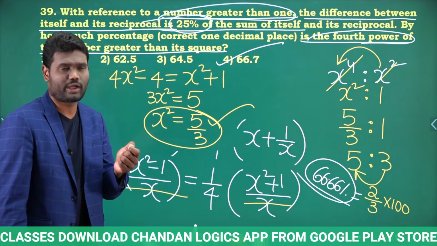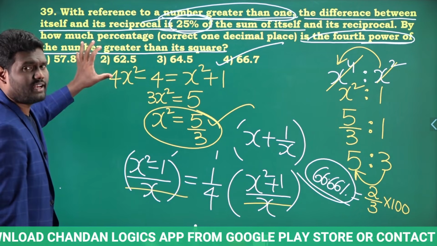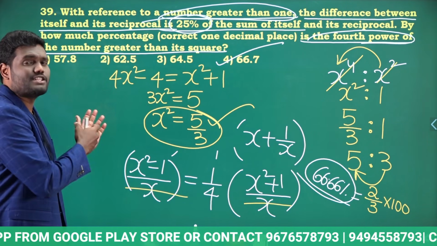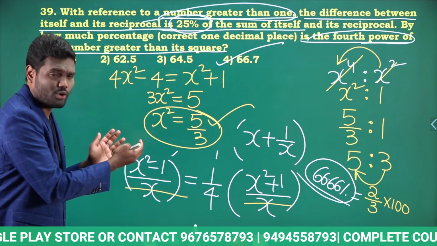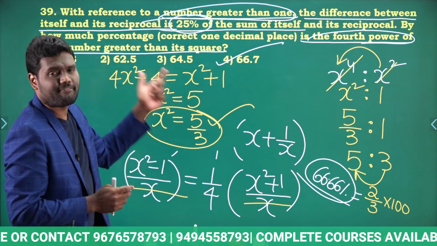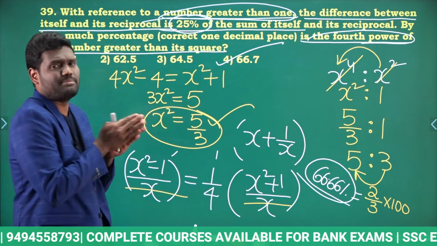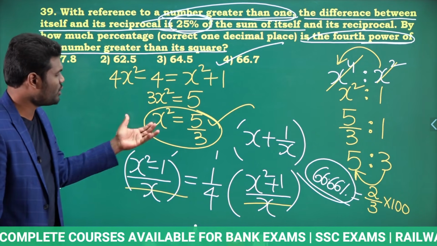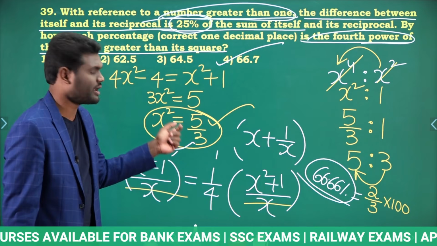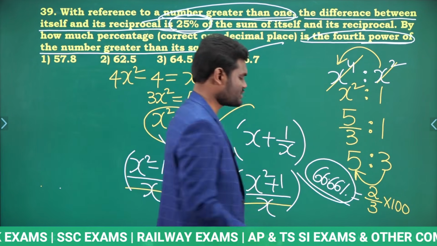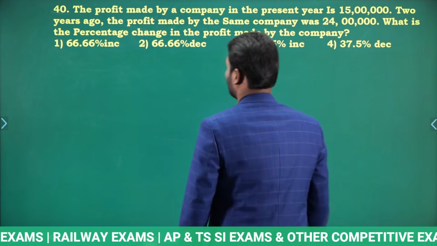Truly speaking, if you are unable to understand the language, it is going to be a complicated question also. Okay? Just read the question clearly. If you read the question clearly and frame the equation, that is, difference of itself and its reciprocal is equal to 25% of sum of itself and its reciprocal. Just frame the equation. If you frame the equation, you will come to know what is the value of x square. Once you know the value of x square, substitute here, you are going to get the answer in fraction of seconds. Okay? Let us look at the next one.